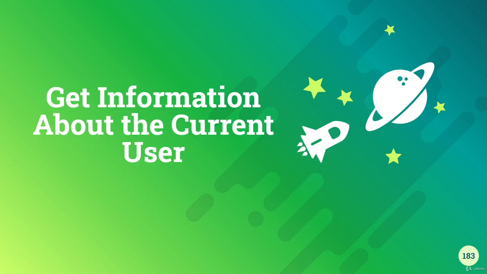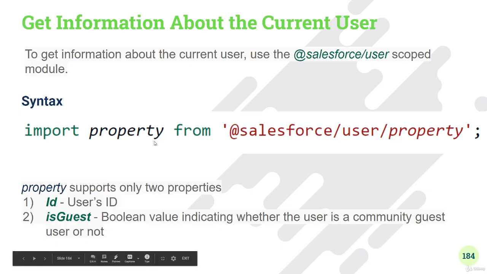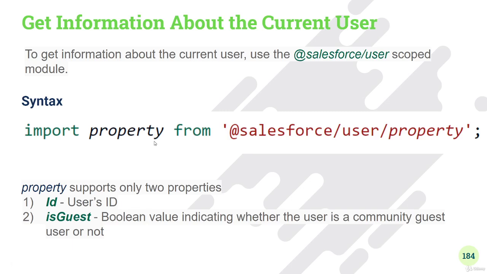In this video, we'll see how to get the information about the current user. And to get the information about the current user, we need to use the @salesforce/user scope module. And the approach is again same. You need to import the property, and that property you can use in your component.